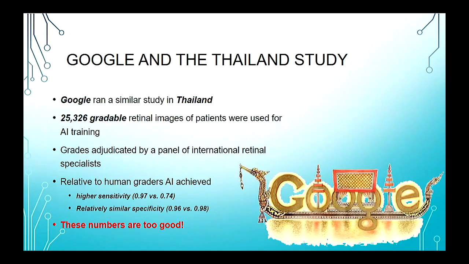But again, these numbers were a bit too good. So I looked at the paper and I was like, that's a bit too good for something that is 20,000 people in Thailand, where I know the quality of the images are not that great. We're not talking about a well-funded hospital in the UK. We're talking about images in the middle of Thailand, where the devices are not as great.